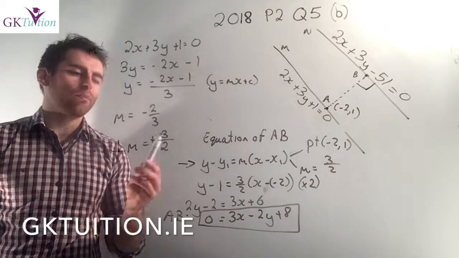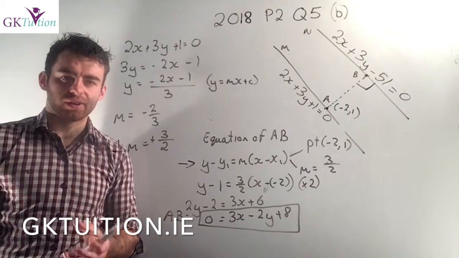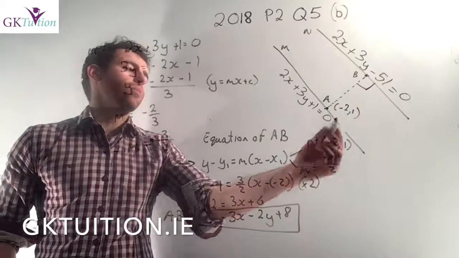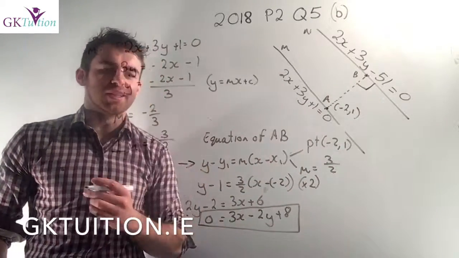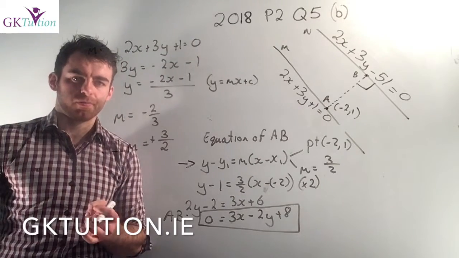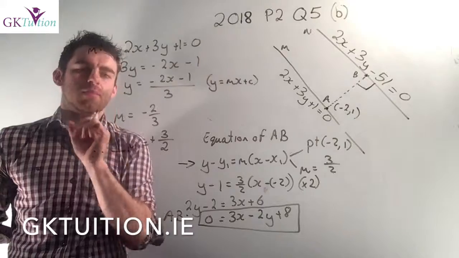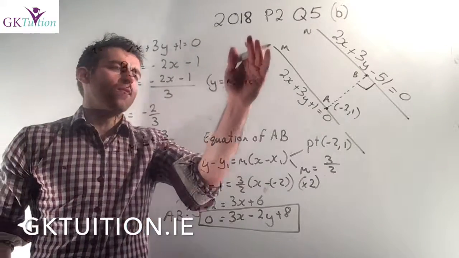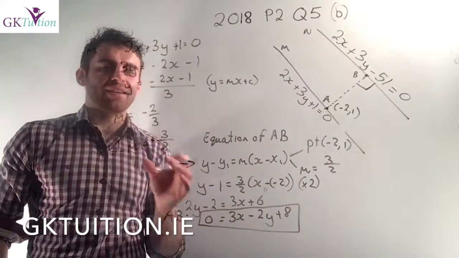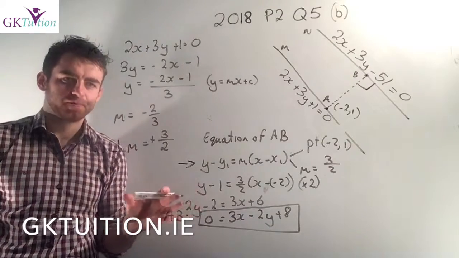But the problem before you start this is you need to figure out the slope. Clearly, by virtue of the fact that AB is perpendicular to M, I can find the slope. So the first thing I did was I found the slope of the line M. Obviously you can find the slope of the line M or the slope of the line N because they're parallel, so it's the same.